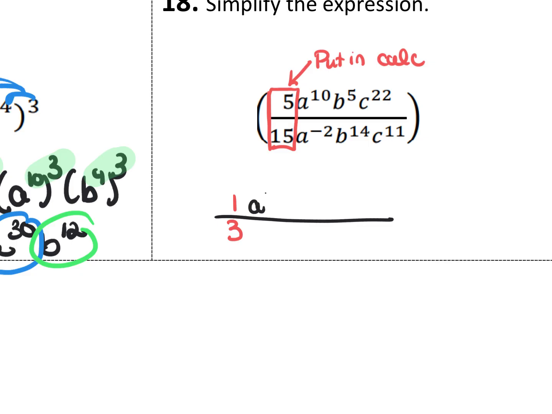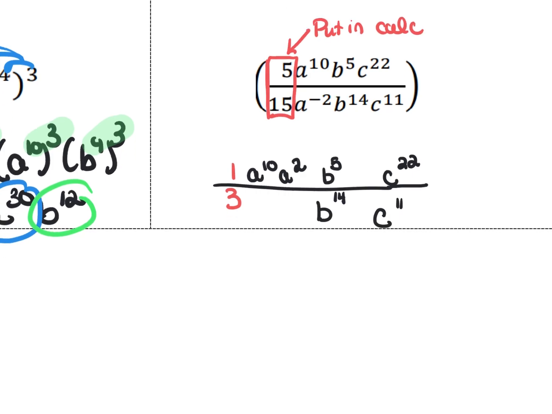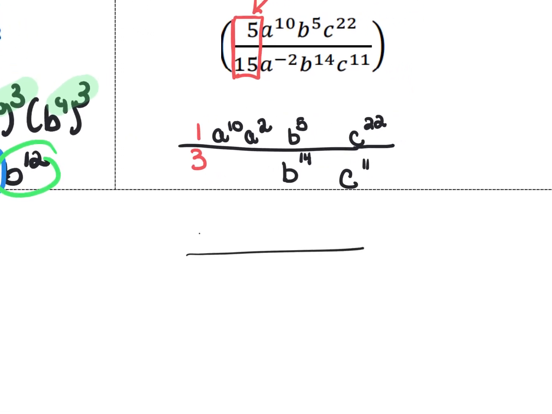So my a to the 10th stays on top. My b to the 5th has a positive power, he's going to stay on top. And my c to the 22nd is going to stay on top. In the bottom, my a to the -2 comes up to the top and becomes a positive. My b is going to stay on the bottom, and my c is going to stay on the bottom. So now I have 1/3.